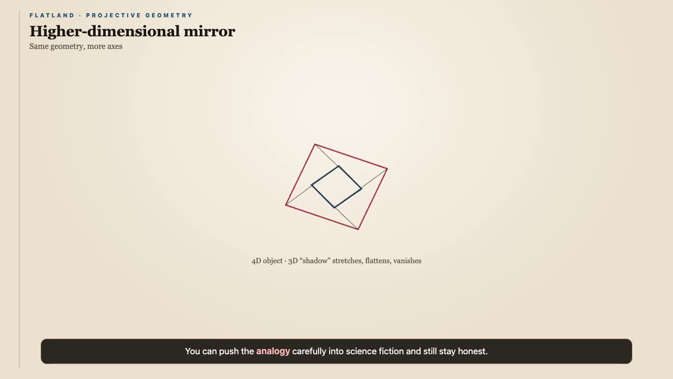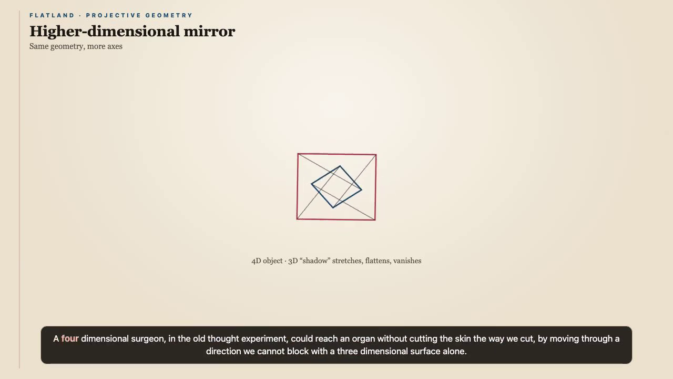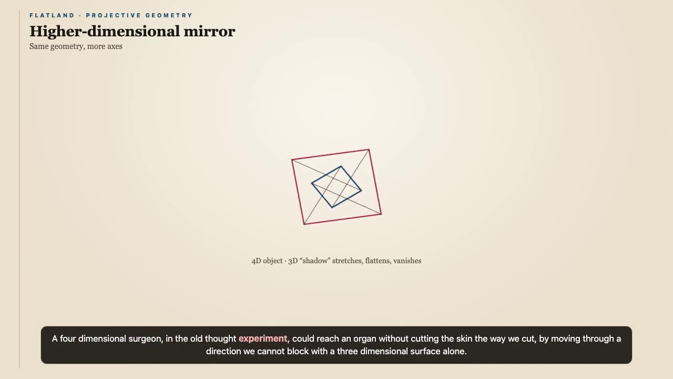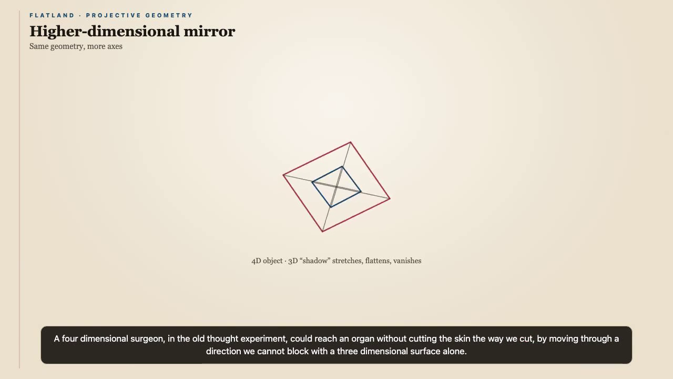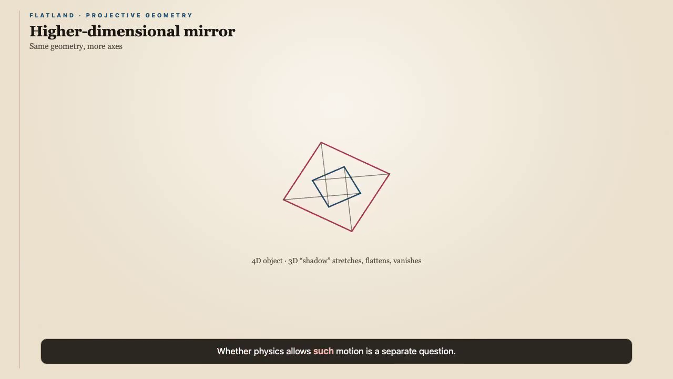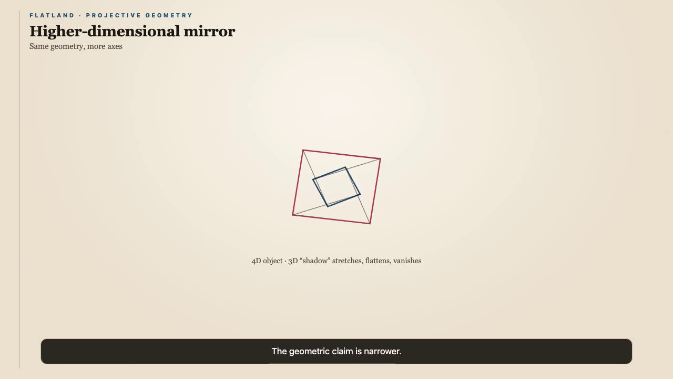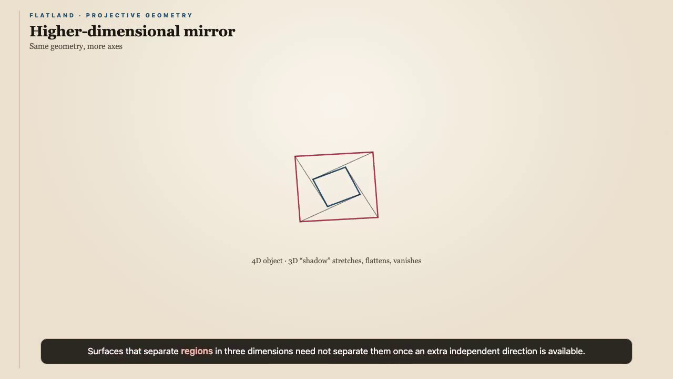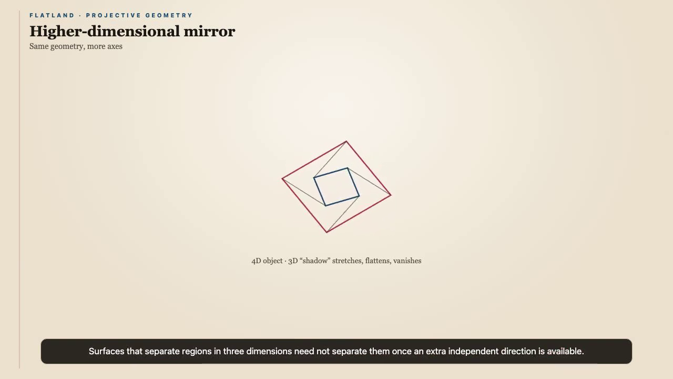You can push the analogy carefully into science fiction and still stay honest. A four-dimensional surgeon, in the old thought experiment, could reach an organ without cutting the skin the way we cut, by moving through a direction we cannot block with a three-dimensional surface alone. Whether physics allows such motion is a separate question. The geometric claim is narrower. Surfaces that separate regions in three dimensions need not separate them once an extra independent direction is available.